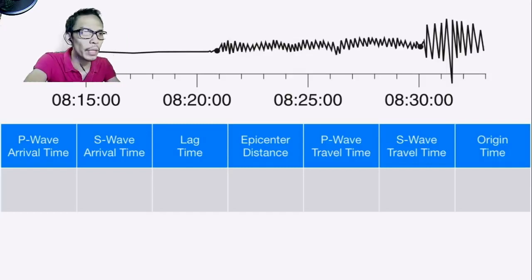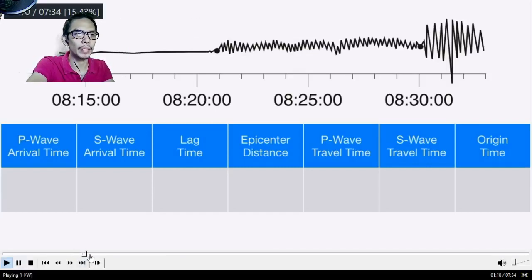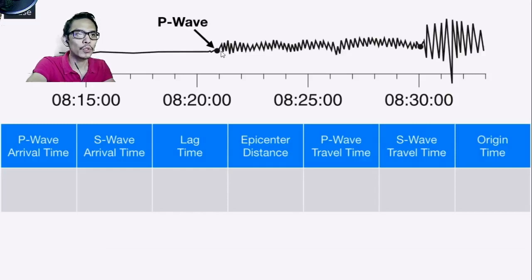Let's start first with the P wave arrival time. How do we get the P wave arrival time? That is the P wave. As you can see, the P wave started to rise at this point. That is the point where you will get the reading from your time below. Do not use the peak. Instead, you use the time it started to arrive, the time it rises up.